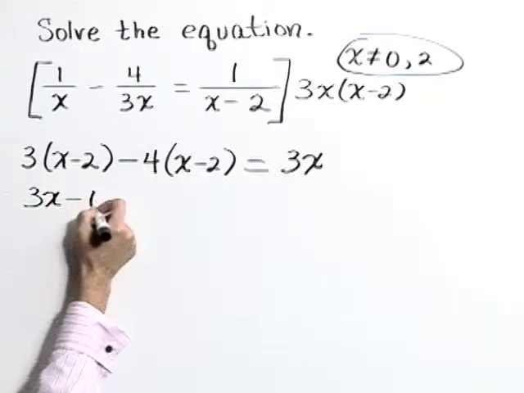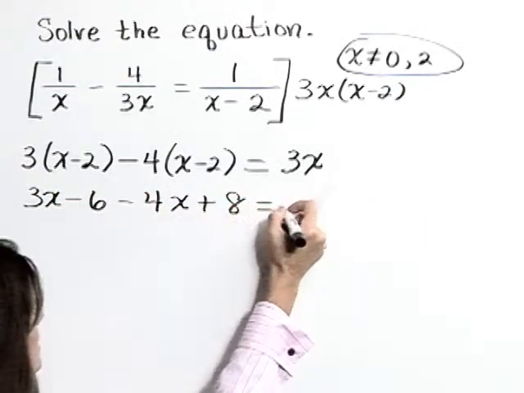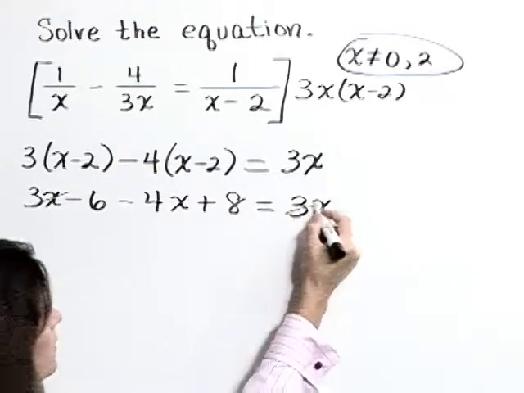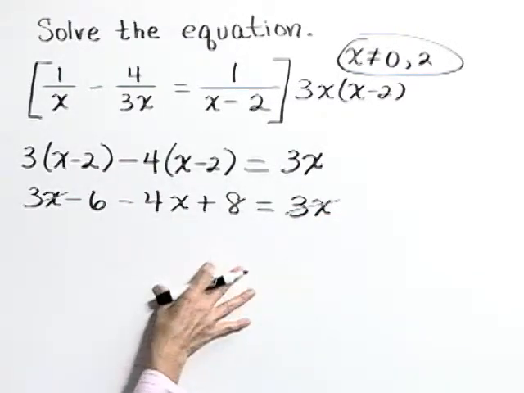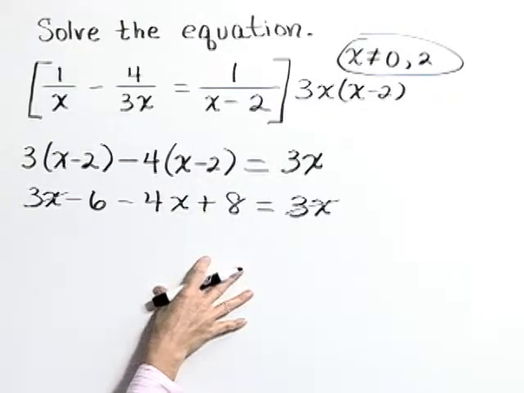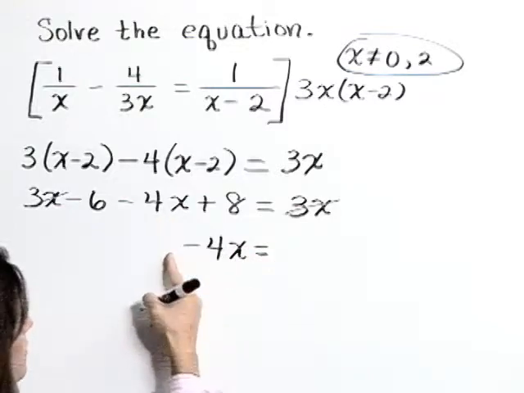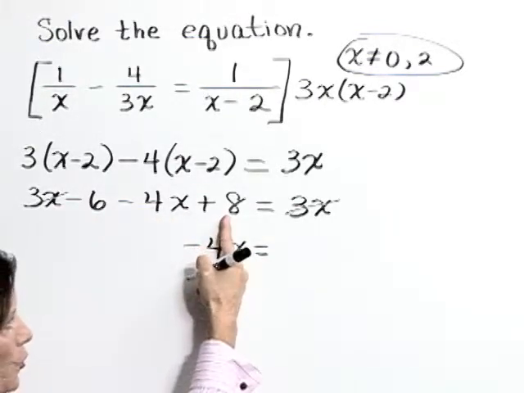Distributing, we have 3x minus 6 minus 4x plus 8 is equal to 3x. Notice here we have a 3x on both sides. So subtracting 3x from both sides causes those terms to disappear, fall out. Let's write this next step as negative 4x is equal to negative 6 plus 8 is 2.